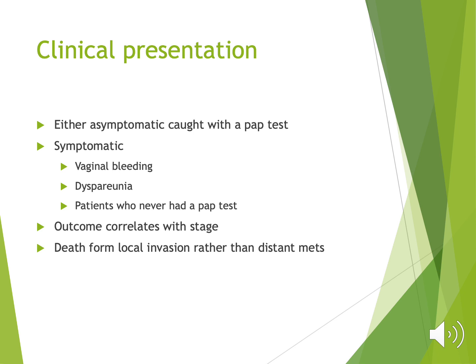Clinical presentation of cervical carcinoma is either asymptomatic, caught on Pap smear, which is the most common presentation nowadays. And if the patient never had a Pap test, she might present with vaginal bleeding, dyspareunia, which is a pain upon sexual intercourse. Again, typically happens in women who never had Pap smears. The outcome of the disease correlates with stage. And if the tumor is incurable, death ensues from local invasion rather than distant metastasis.